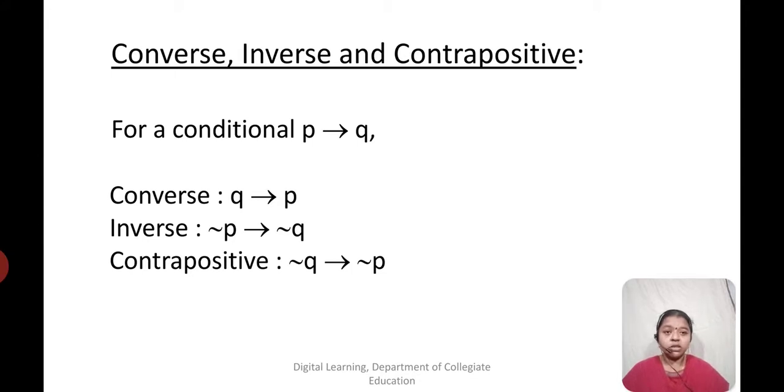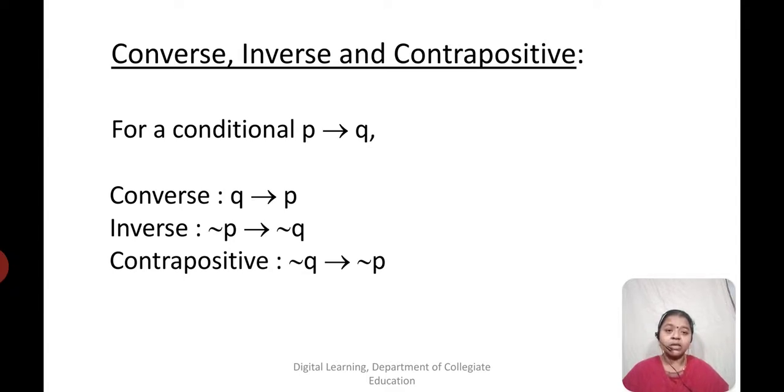Now the next concept is converse, inverse and contrapositive. We always consider a conditional. A conditional in symbols is written as P implies Q. Now the converse of this will be Q implies P. Next we have to find the inverse. To find the inverse, whatever conditional we have written, we take negation of it. So the inverse of P implies Q will become negation P implies negation Q.